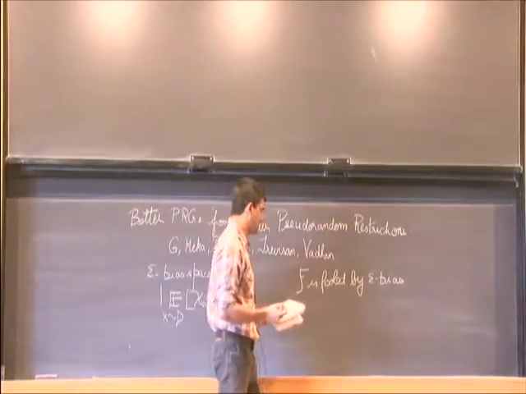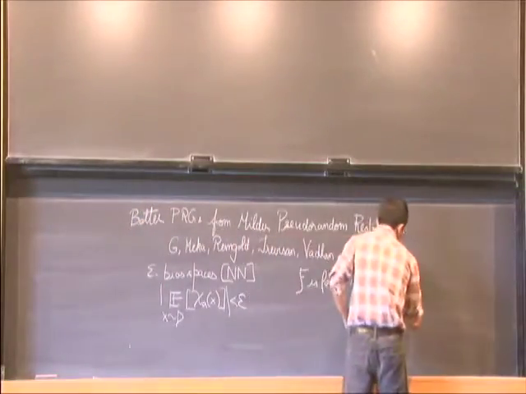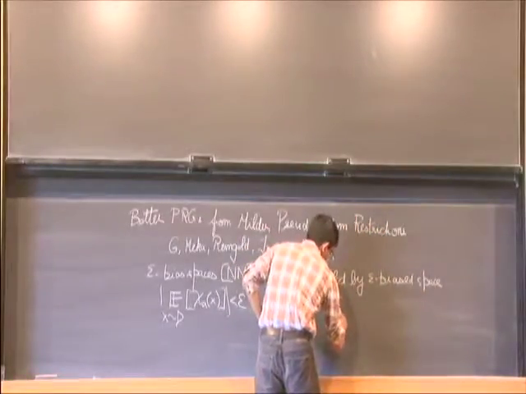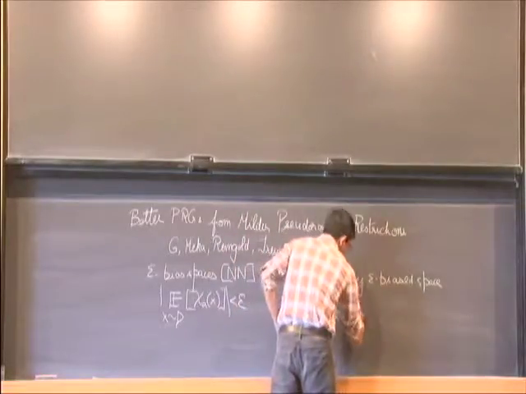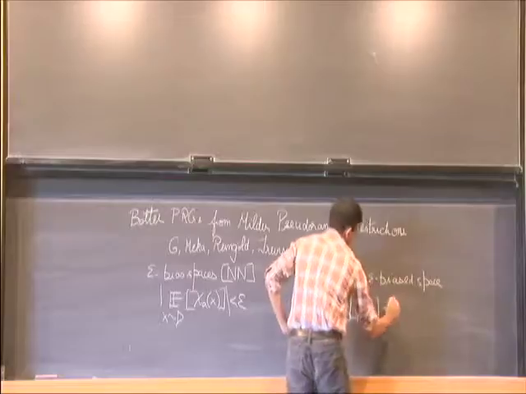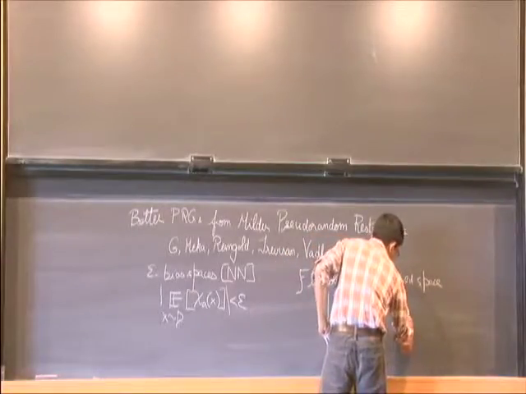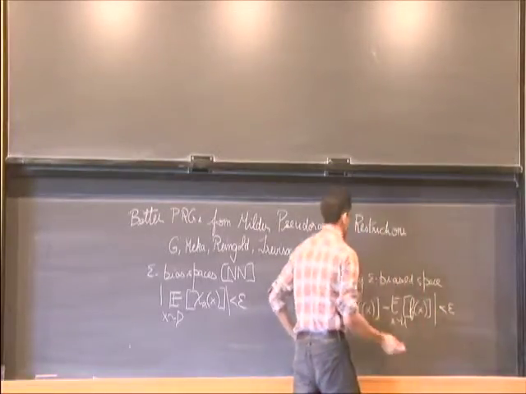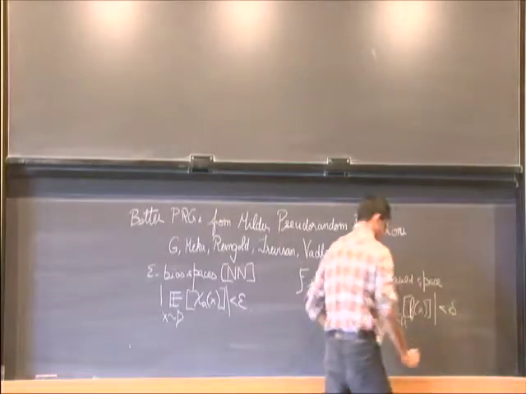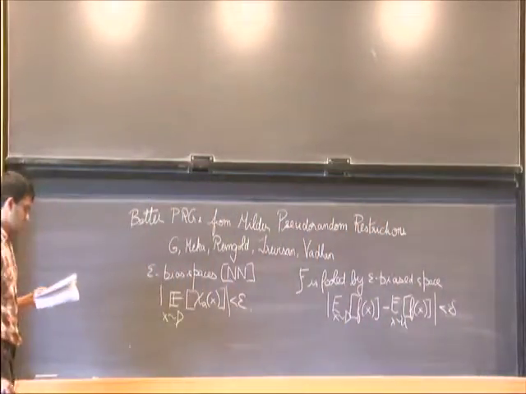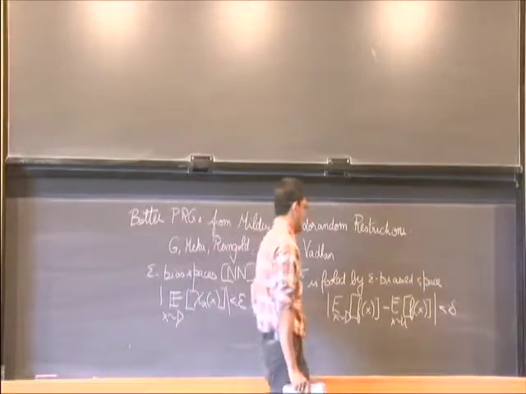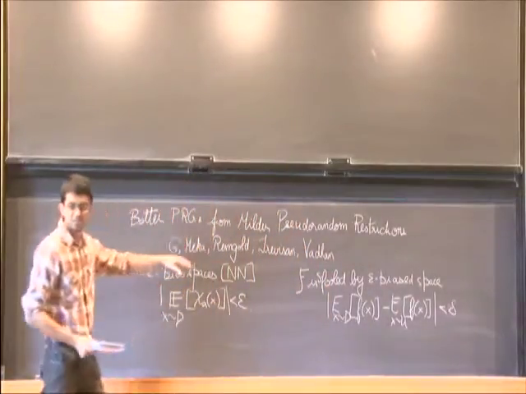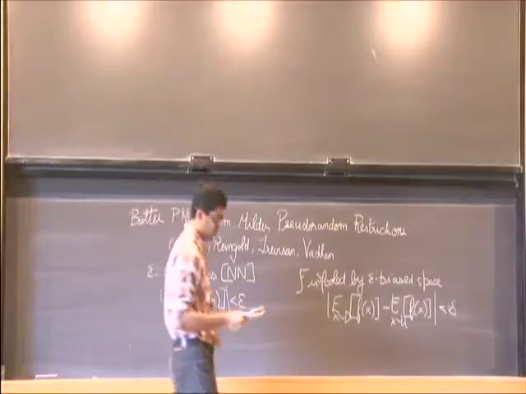We're going to say that a class of functions is fooled by epsilon bias spaces if, for any function in this class, the difference between the expectation of the function under an epsilon biased input and the expectation under uniform input is less than delta. So it's delta fooled by epsilon bias spaces. If you take your epsilon small enough, you can get the error delta to be small too.